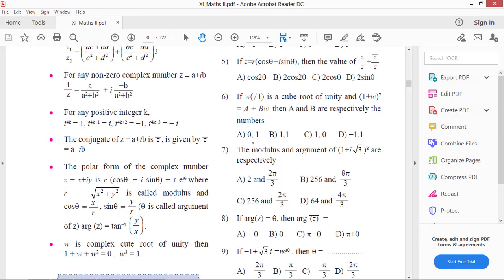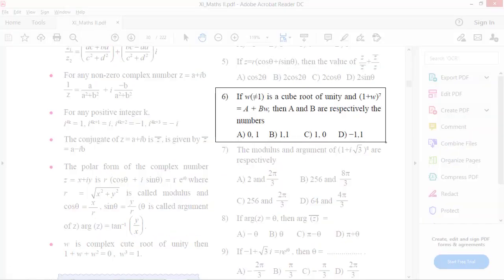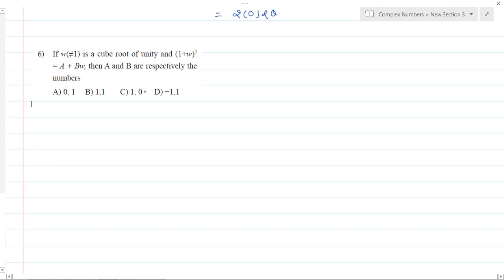Let's see question number 6. I will take question number 6, I will give you the hint and we will proceed. Question number 6 says that if w is not equal to 1 is the cube root of unity, and (1 plus w) to the power 7 is equal to a plus b w, then the values of a and b are respectively. See what they are saying: w is the cube root of unity. If w is the cube root of unity, then what could be the values? The cube roots of unity are 1, w and w square.